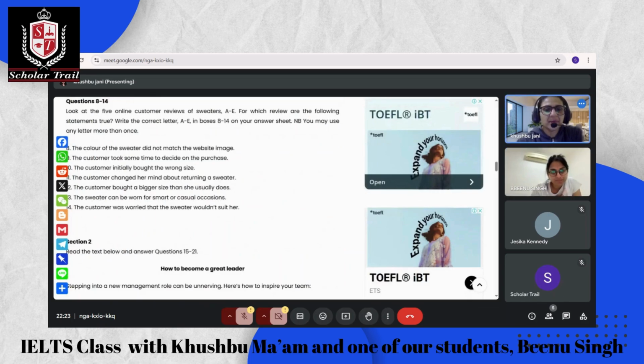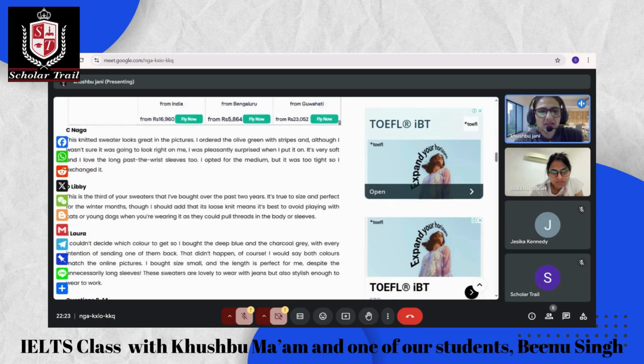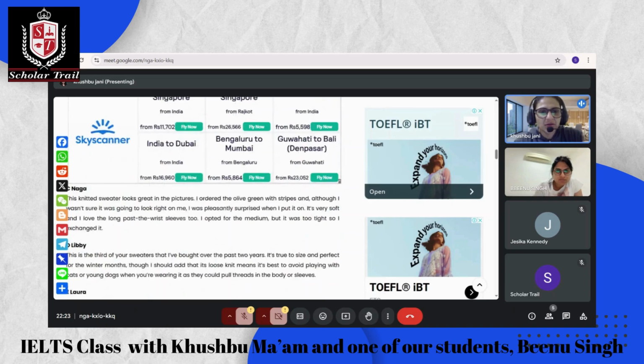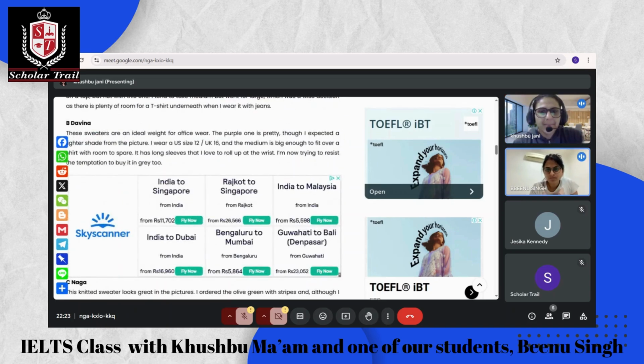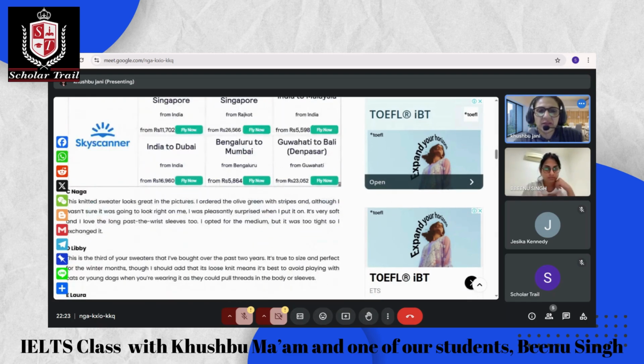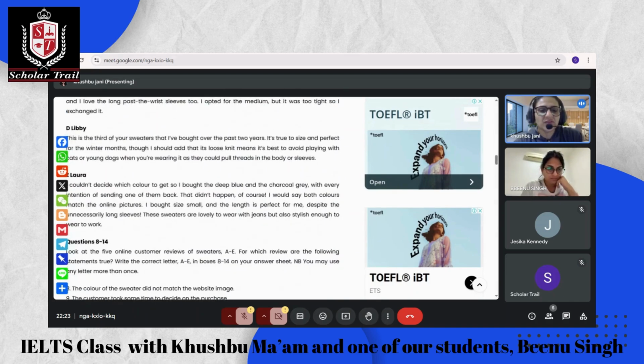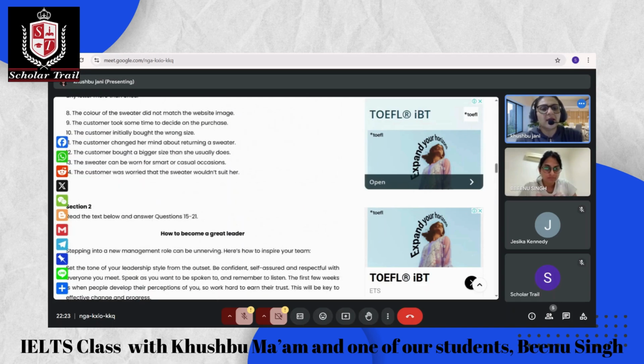Ordered a wrong size. But then I think, Beenu, I also read something else related to size. Let me just scroll up. Just 1 minute. Though I expected a lighter shade. The medium is big enough to fit over a shirt with room to spare. No. Okay, we'll stick to C. Yeah, that's perfect. I opted for medium, but it was too tight, so I exchanged it. So wrong size. Okay, fine.